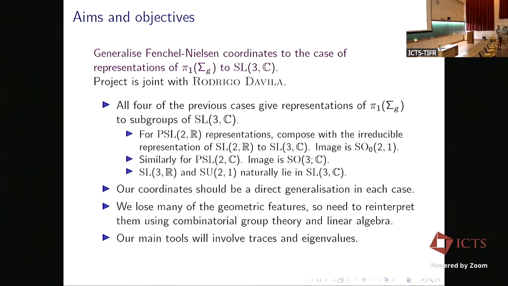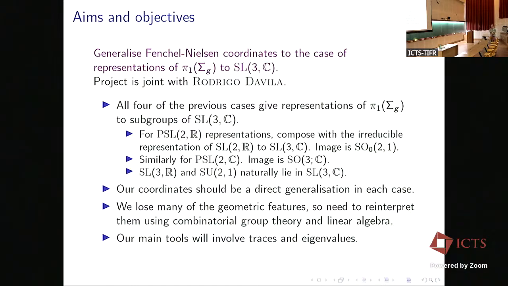So everything that I can do now works in SL3C, because I have a good handle on how to parameterize the representations of the free group in SL3C. In principle, one could do this for SLNC, but there's one step, and on Wednesday I'll talk about how we may have a little bit of difficulty. It's not a difficult difficulty. It's just we don't quite know how to write the formulation down.